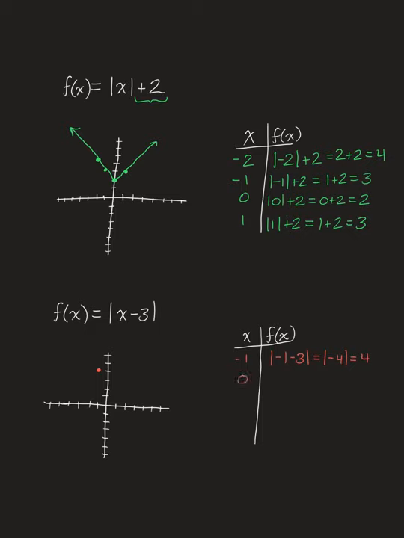If I plug in 0, I will get 0 minus 3, all in absolute values. That will give me the absolute value of negative 3, which is positive 3. So my coordinate point is 0, 3. Let's plug in 2. If I plug in 2, I get 2 minus 3.